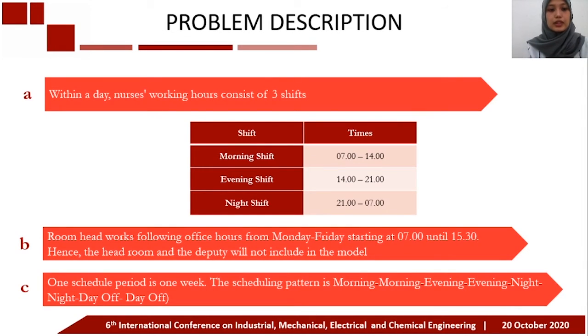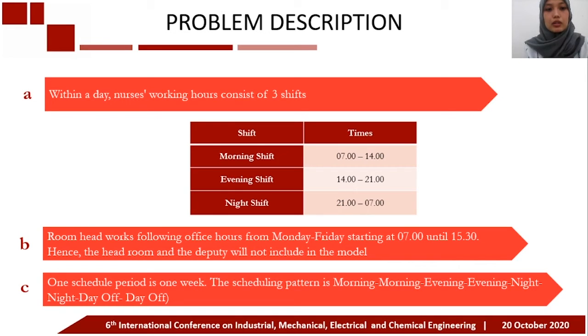Now we go to the second section, that is problem description. The scheduling system at UNS Hospital has several rules. There are: A. Within a day, nurse working hours consist of 3 shifts. Morning shift for times 7 until 14, evening shift for 14 until 21, and the night shift for 21 until 7 a.m. And B. Room head works following office hours from Monday to Friday starting at 7 until 15:30. Hence, the room head and the deputy will not be included in the model.